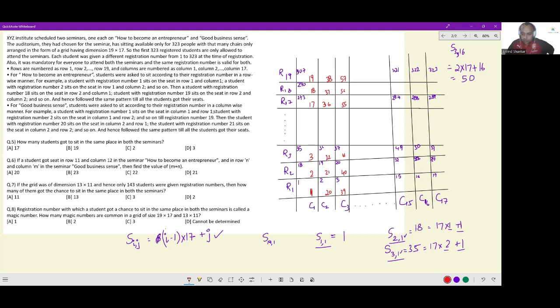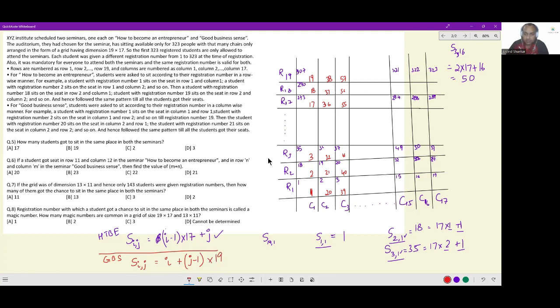Now that we know, wait, let me write this down. This is for how to be an entrepreneur. This is for seat i comma j, this will be the registration number. For the other thing, good business sense, can I say for seat number i comma j, where i and j are still row numbers and column numbers, it will be given by (i plus j minus 1) into 19.